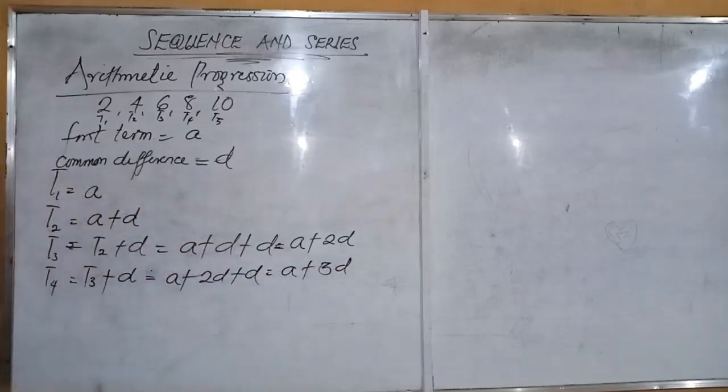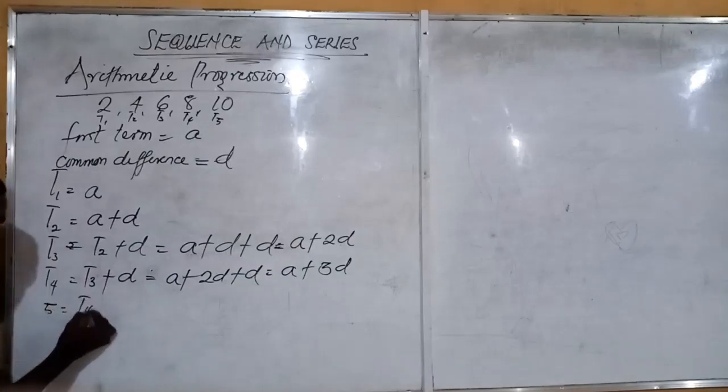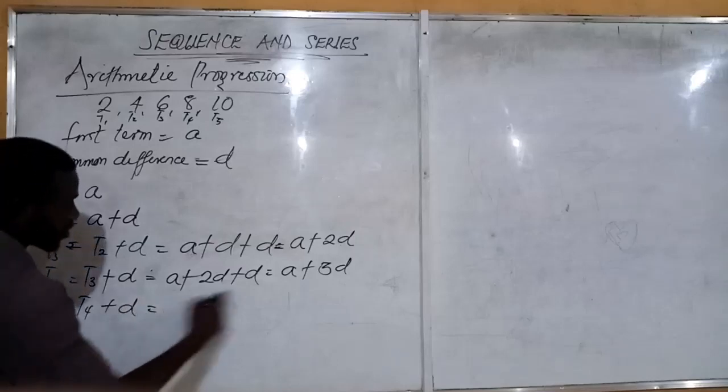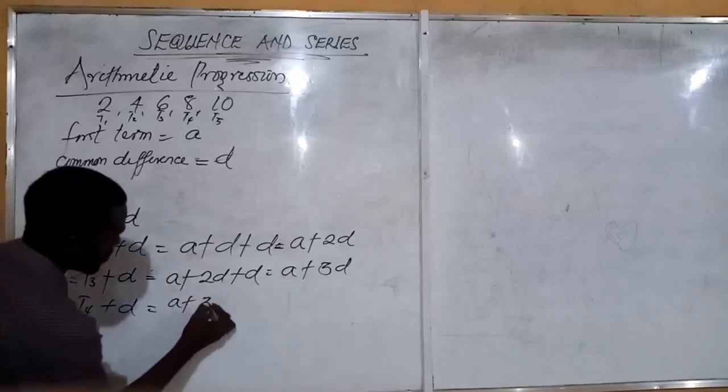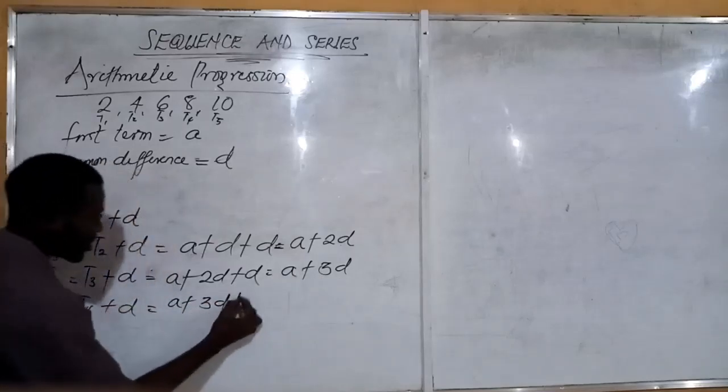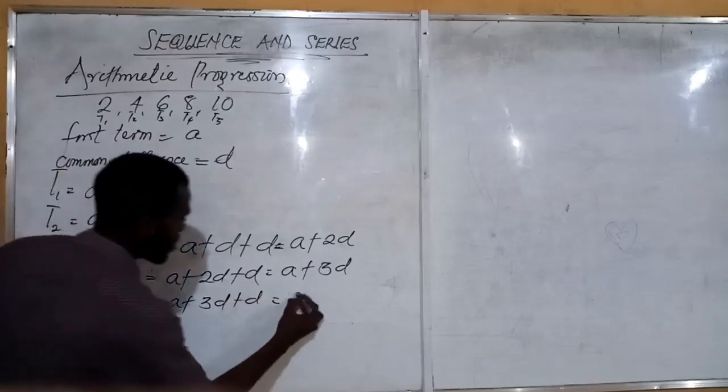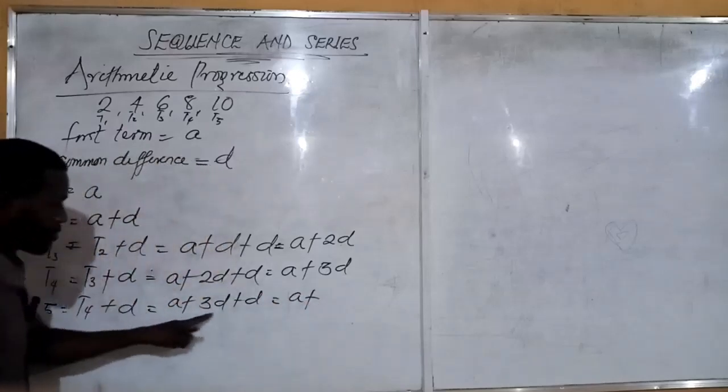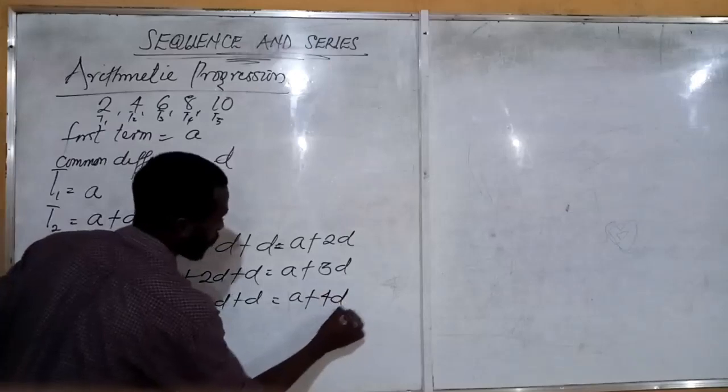Now, let's get to the last one. The last one says T4 plus D. So what is our T4? T4 is A plus 3D and then plus D. That becomes A plus 3D plus D, which becomes A plus 4D.